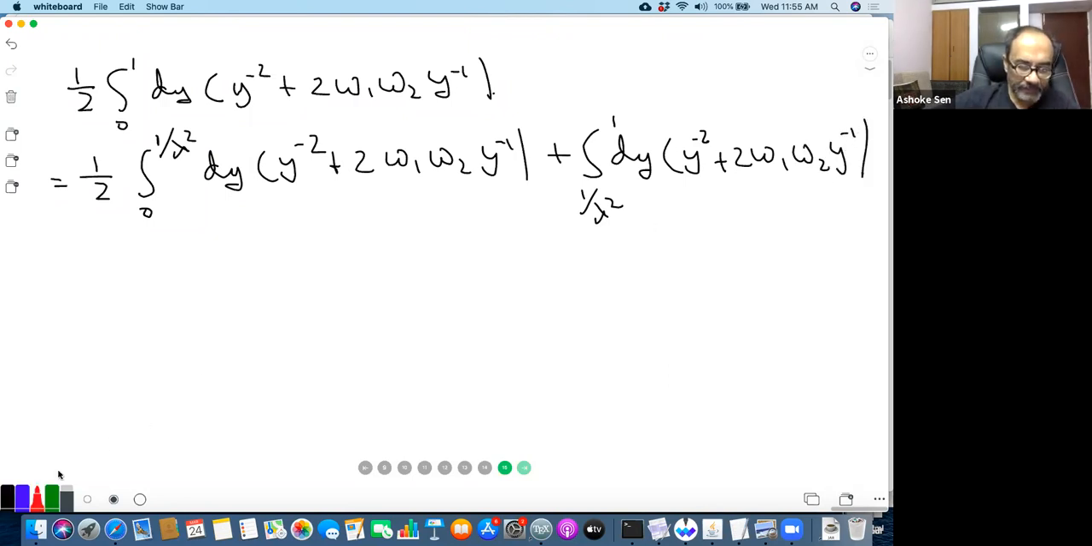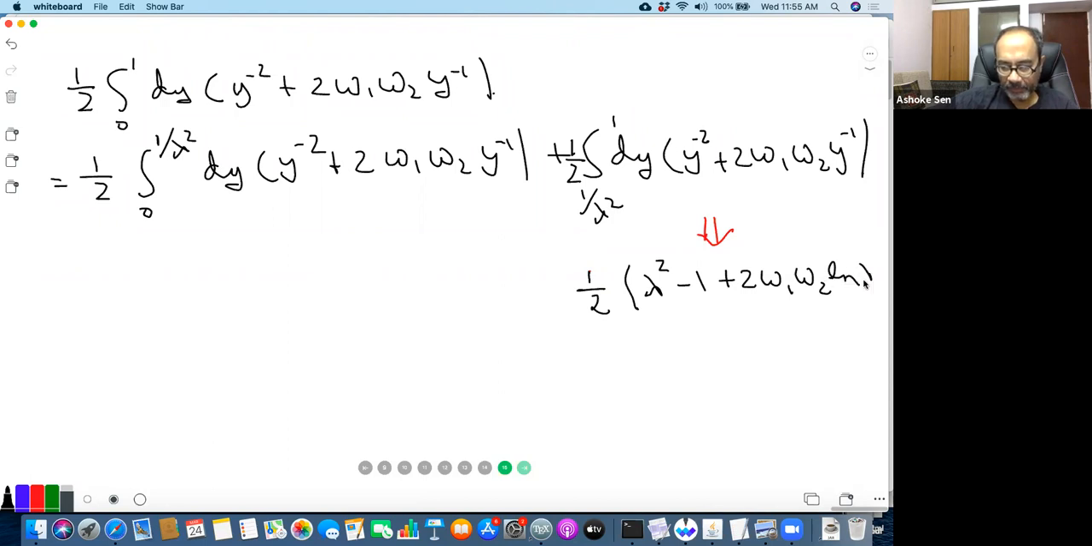Okay. So let's do this part of the calculation first. This is a finite integral. So this gives you, there is a half, sorry, half I forgot. Yeah. So this gives you half of this integral is lambda square minus 1 plus 2 omega 1 omega 2 log lambda square. So this is the divergent integral.